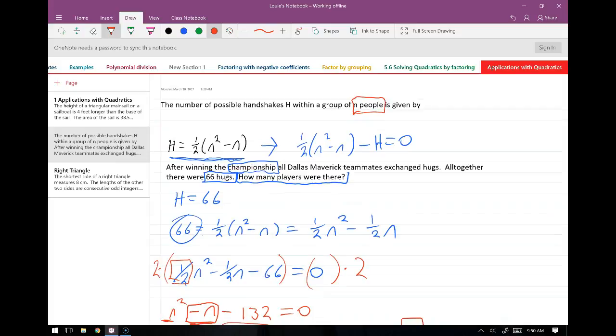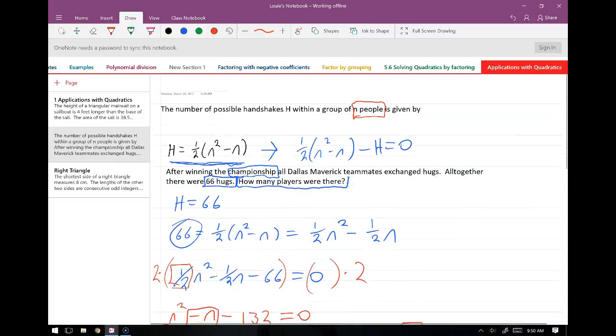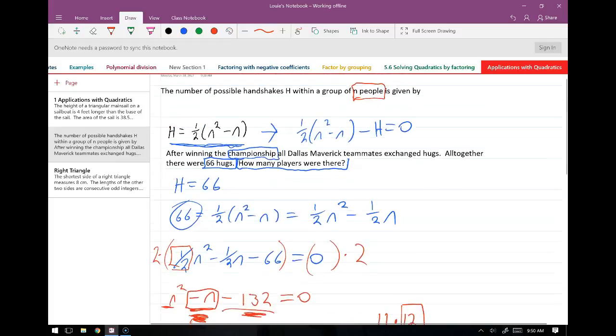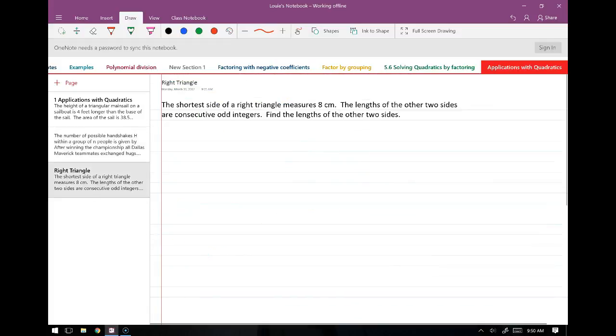So after winning the championship, there were 66 hugs. There were so many hugs. How many players gave those hugs? 12. That's a lot of hugs per player. There's a lot of love in that room. Okay, let's go on to the right triangles.